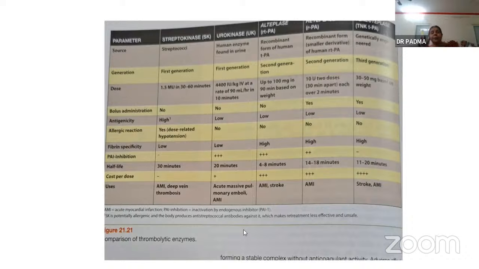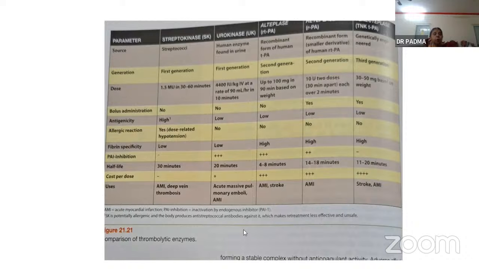So 4 points to be remembered in streptokinase. It is obtained from streptococci. Second, beta hemolytic streptococcal antibodies are formed. Third, because of that, we are giving it in high doses. Fourth, it will act both on bound as well as the circulating fibrin.